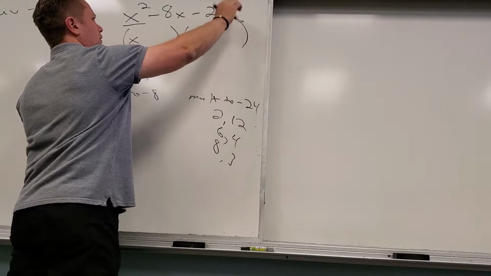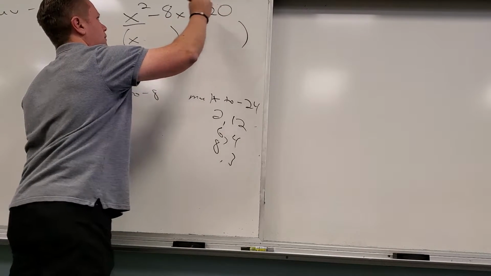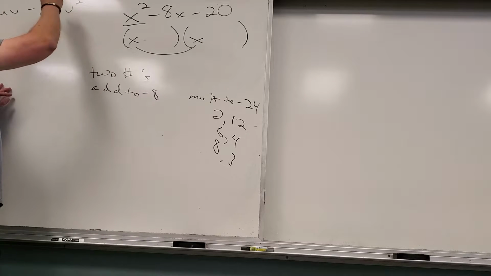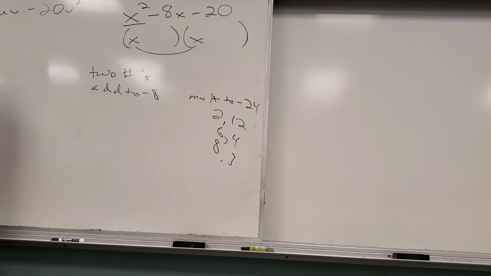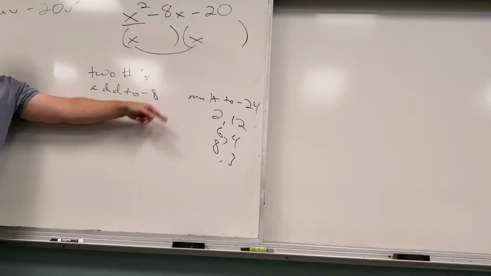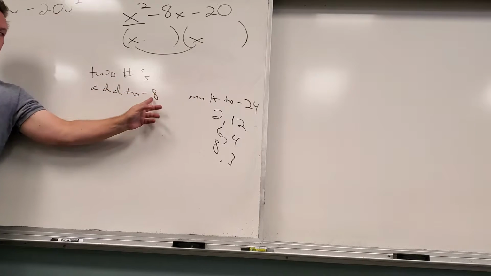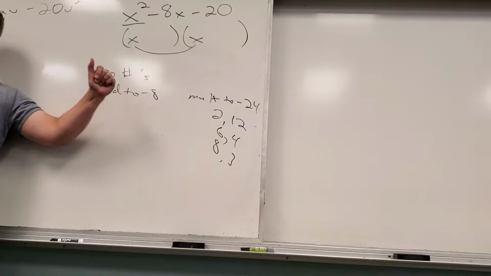You ready? Okay. So the question, as it is in the book, is prime. Because you can't find two numbers that multiply to negative 24 and add to negative 8. That's called prime.